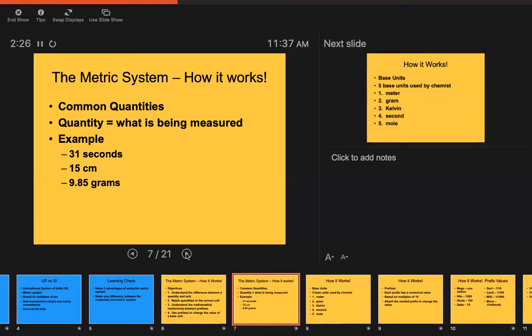Centimeters. What if I say 9.85 grams? What am I measuring? It's not exactly weight. The word we're looking for is mass, and they're related to each other. Mass is the amount of matter that something contains. Weight has to do with the gravitational force. So my amount of matter would stay the same, but if I went to the moon, I would weigh a lot less because the gravitational pull is not the same. So what I'm saying is a quantity is what is being measured. The unit is what you measure it with.